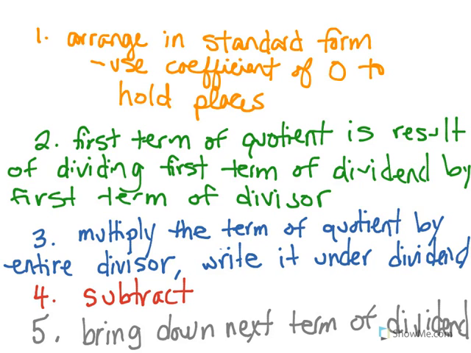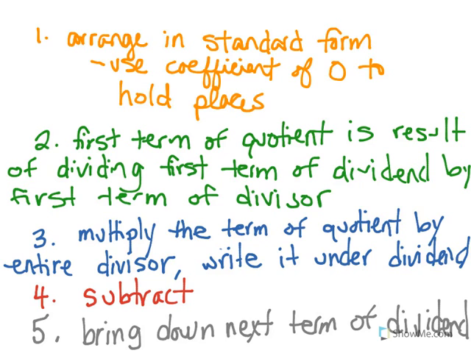The steps, just like in long division: first, you're going to have to arrange the polynomial in standard form. You're going to use coefficients of 0 to hold places. So think about this as lining up the digits in the correct places. The second step is we're going to have the first term of the quotient. That's going to be the result of dividing the first term of the dividend by the first term of the divisor.